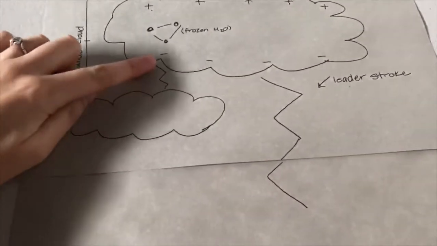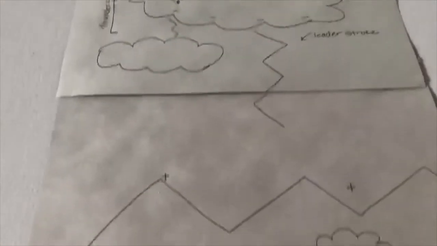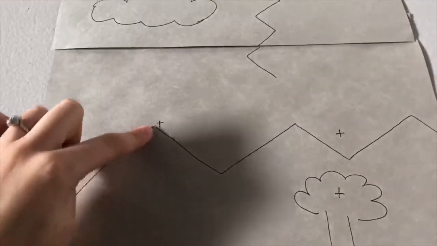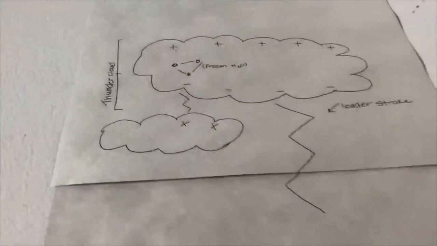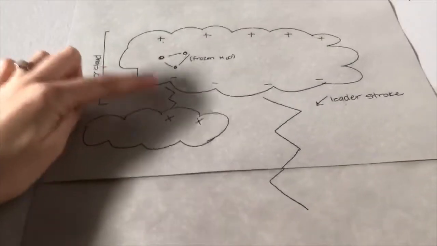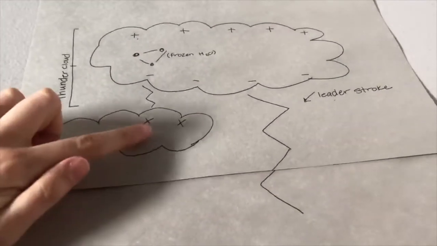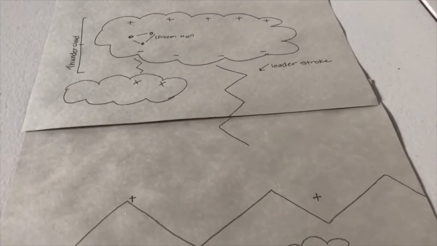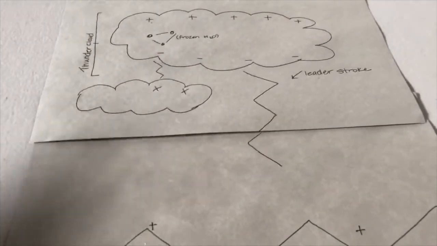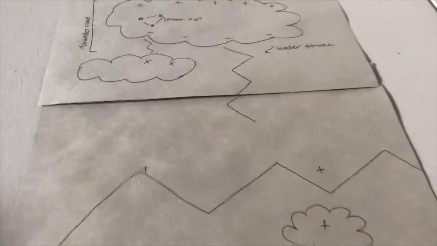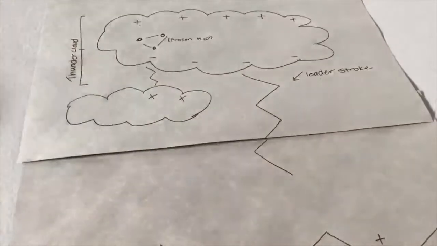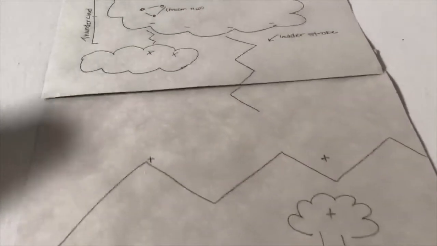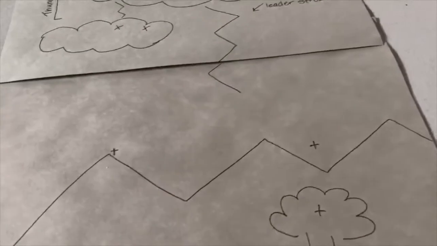So the negative charge at the bottom of the cloud really likes the positive charge of mountains or trees or even other clouds. So these negatives really want to be close and touch these positives. And when that happens, the leader stroke, or what we see as the bolt of lightning, occurs. This can happen in between clouds, so it can happen from one cloud to another cloud, or it could happen on the ground, on a tree, on a mountain.